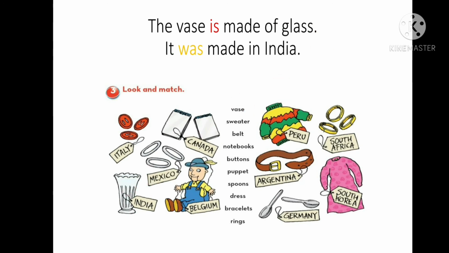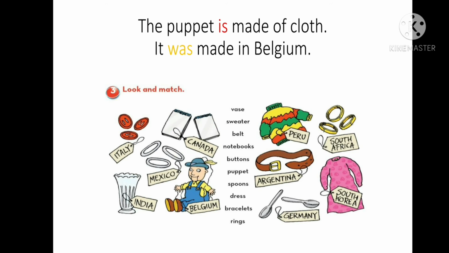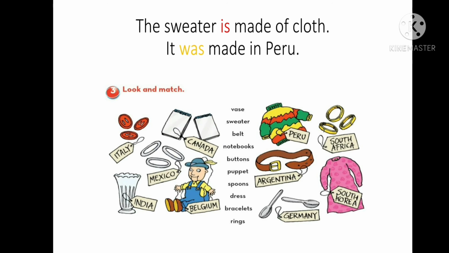Okay, now let's move to the puppet. Okay, the puppet is made of cloth. It was made in Belgium. Okay, so again, when I'm talking about the material, I used is. When I talked about the place where it was made, I used what? The past tense. Excellent. Let's continue with the sweater. The sweater is made of cloth. It was made in Peru.